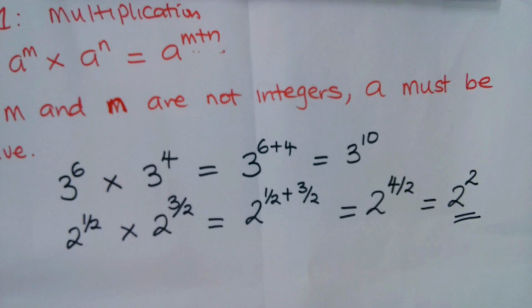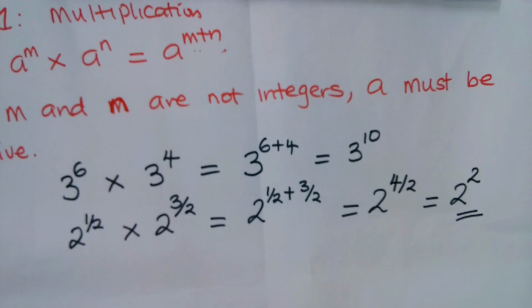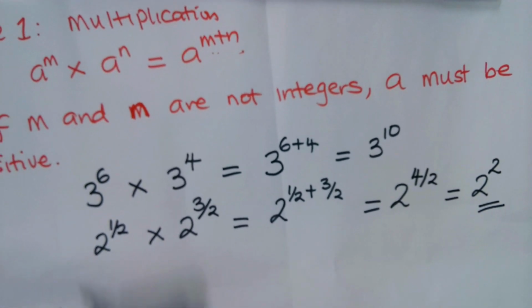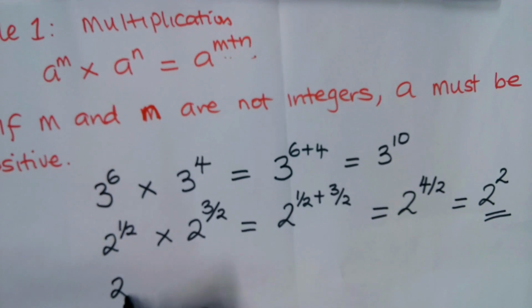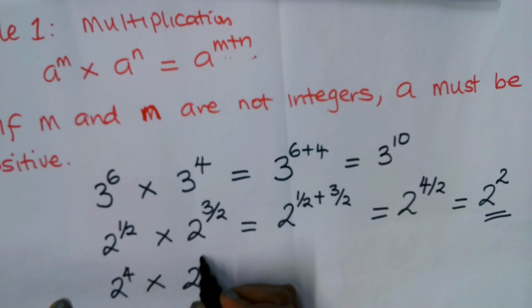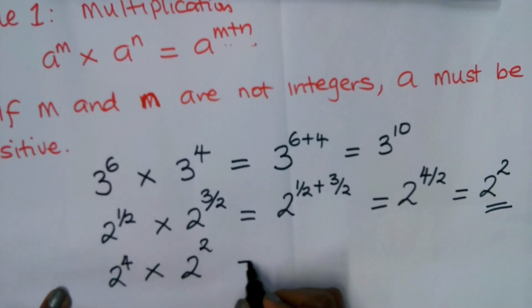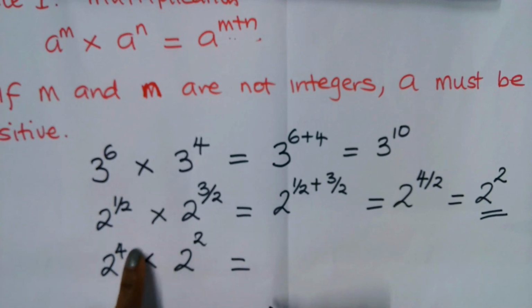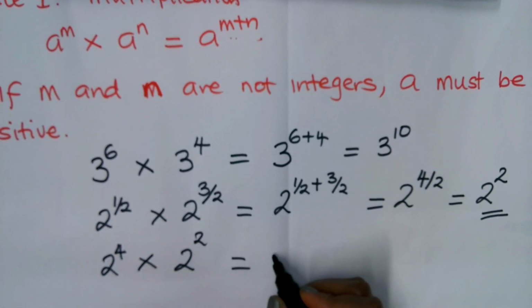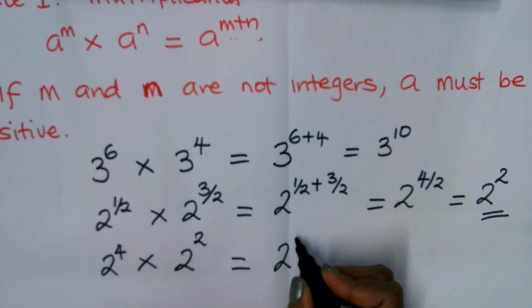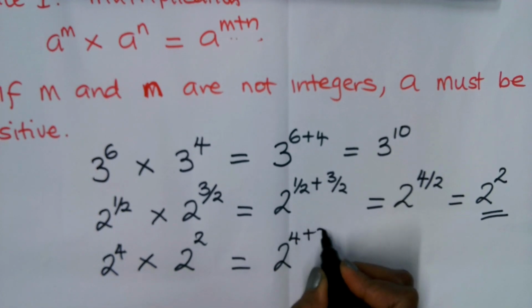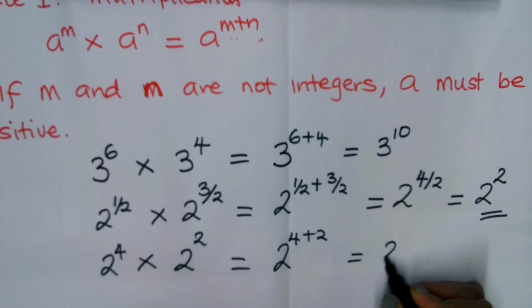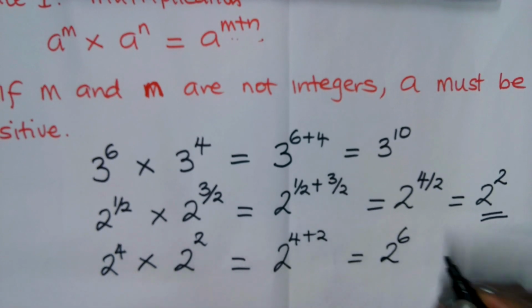Now we're going to look at the last example before we go into the second rule. So we have 2 raised to the power of 4 multiplied by 2 raised to the power of 2. Remember, keep the base, add their powers. So we've got 2 all raised to the power of 4 plus 2, which will leave my answer as 2 raised to the power of 6.